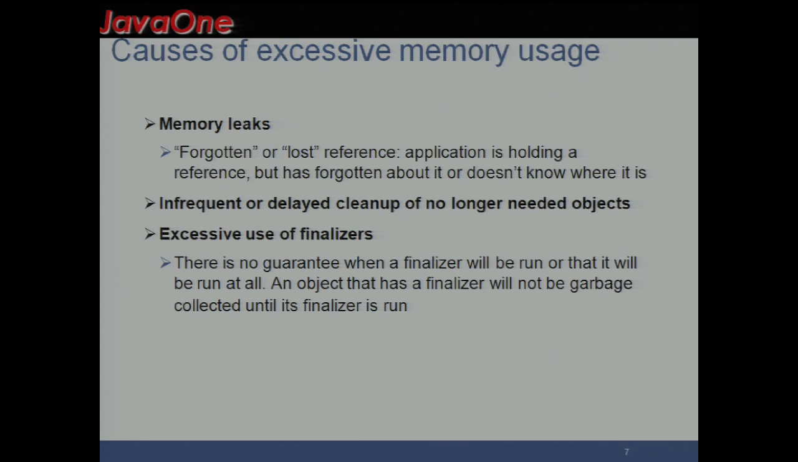So then there's memory leaks, and then just not cleaning up often enough. And then the final thing is finalizers. If you've got an object with a finalizer, it's not going to get garbage collected until the finalizers run. And the JVM doesn't guarantee when a finalizer will get run or if it's ever going to get run. So if you've got finalizers, you can end up having problems that are similar to a memory leak. You've dereferenced the object, but the memory is still being held.